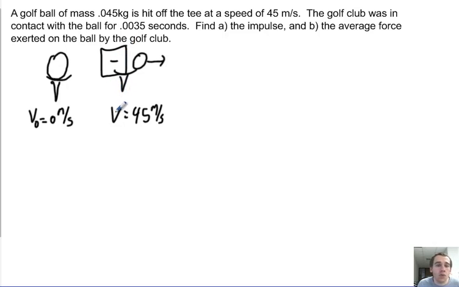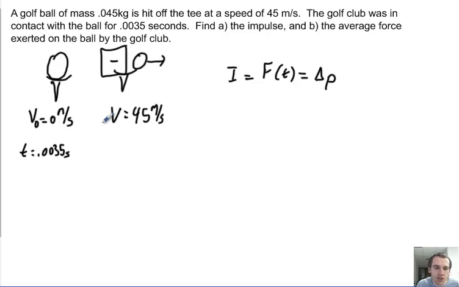Alright, so I know initial velocity, I know final velocity, and I know one more thing. I know that it took 0.0035 seconds. The collision lasted that long. We're supposed to find the impulse and the average force exerted on the ball. Well, impulse is equal to force times time. I don't have a force, but it is also true that force times time is equal to change in momentum. So if I can find the change in momentum, I can find the impulse.